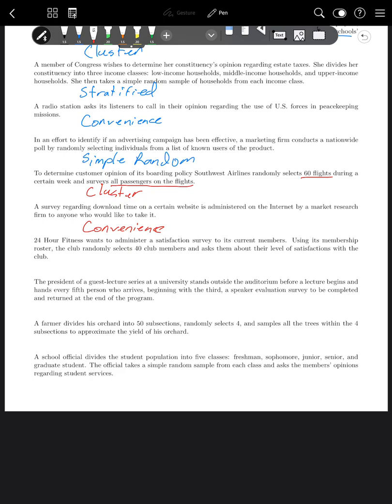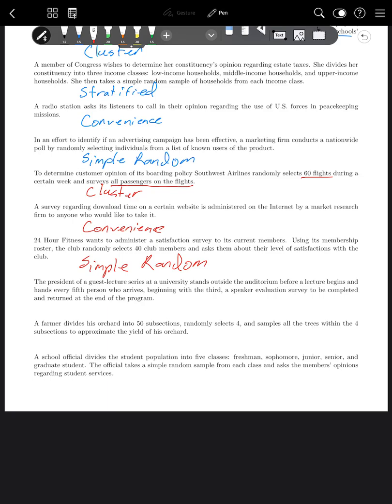24-Hour Fitness wants to administer a satisfaction survey to its current members. Using its membership roster, the club randomly selects 40 club members and asks them about their level of satisfaction with the club. So in this case, this is simple random because they have a population, which is their membership, and they randomly select members from that entire population.